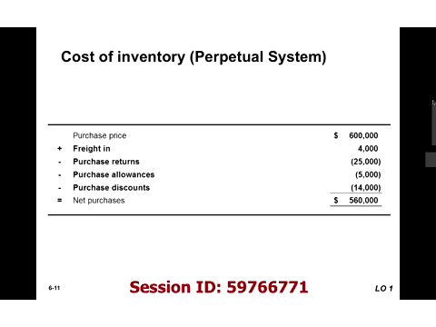And then purchase discounts are given for paying within the discount period. When we said something like 2/10, net 30, when we pay early and take a discount, that's a purchase discount. So the cost of inventory is the purchase price plus any freight in, and then subtract the purchase discounts, allowances, and returns. So that's what's going into the cost of inventory. You won't have all these things when you're looking at inventory every time, but you need to know that freight in can add to the cost of the inventory.